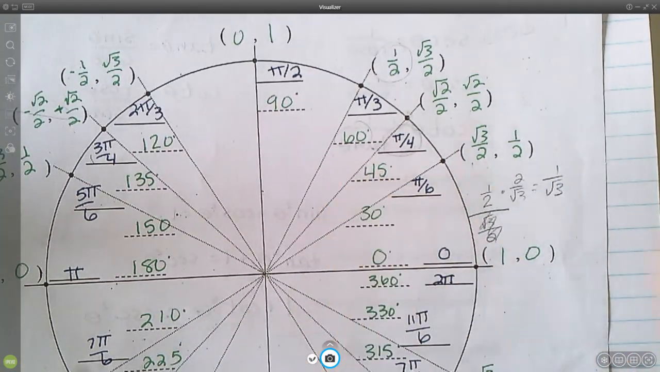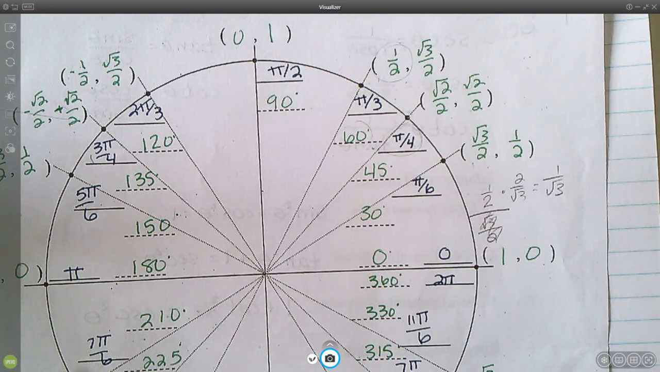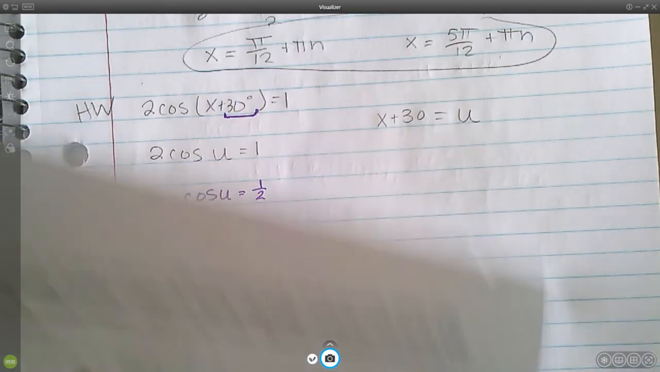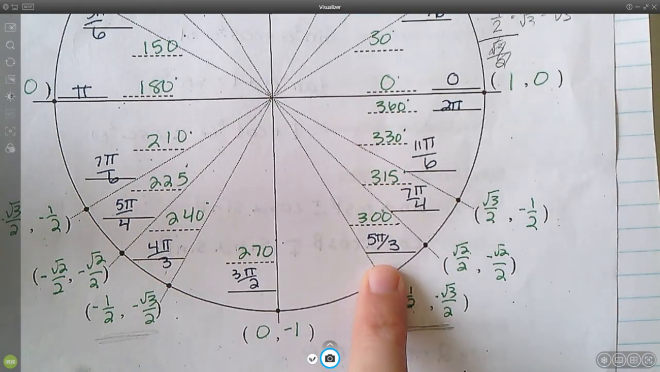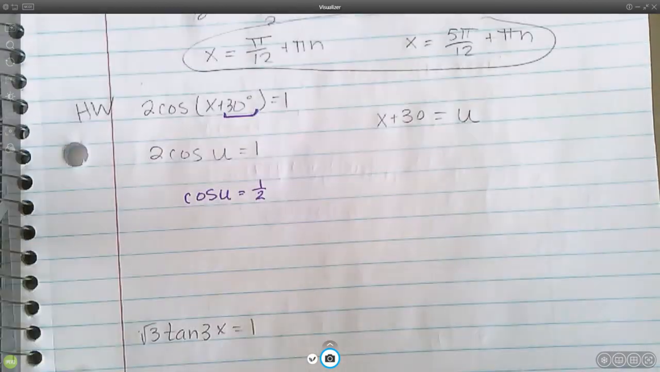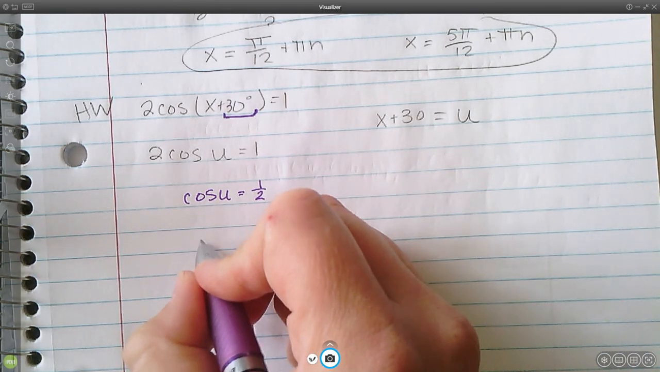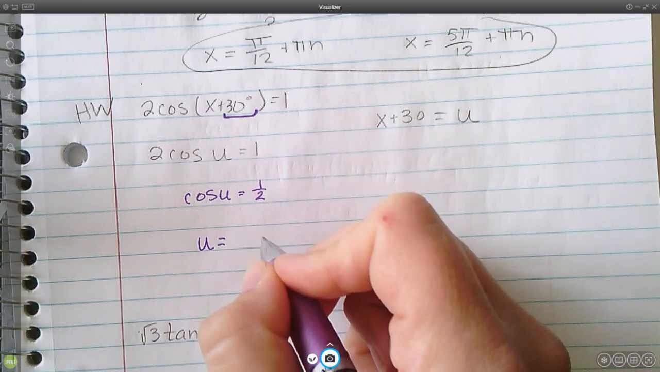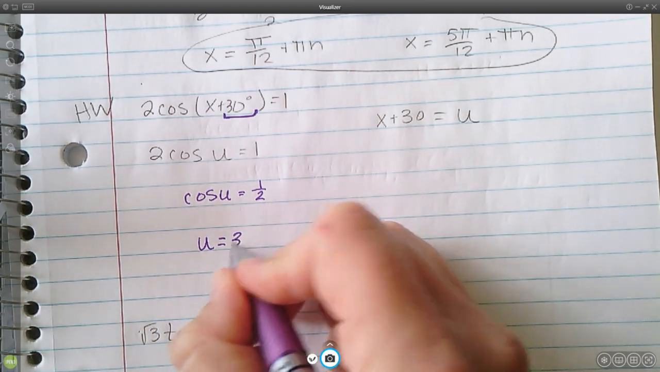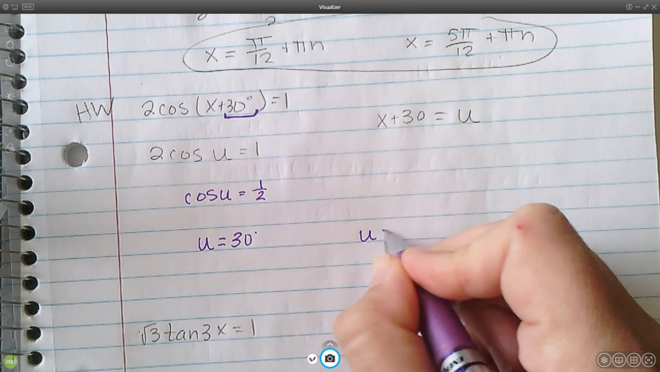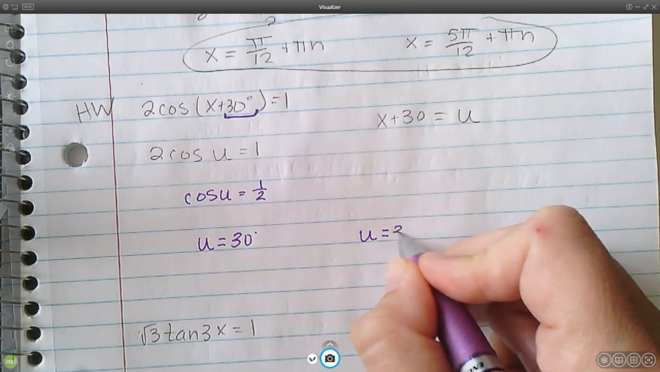And then we are also going to have, what am I looking for? Cosine, which is x, 5 pi over 3. Not 5 pi over 3, we want degrees, so we have 300 degrees. So we have u equals, I already forget what I said, 30 degrees, and we have u equals 300 degrees.